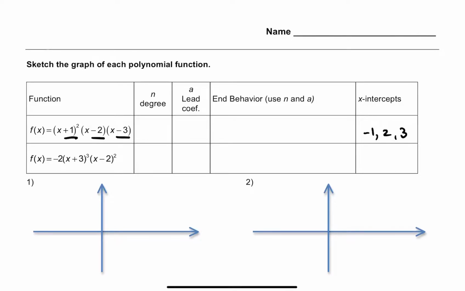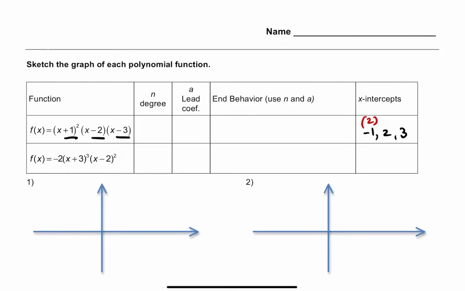This means that the graph of this function is not going to cross the x-axis at -1. It's going to touch the x-axis and then go back in the opposite direction. And this happens anytime the x-intercept repeats an even number of times. So if the multiplicity is an even number, it will not cross the x-axis.